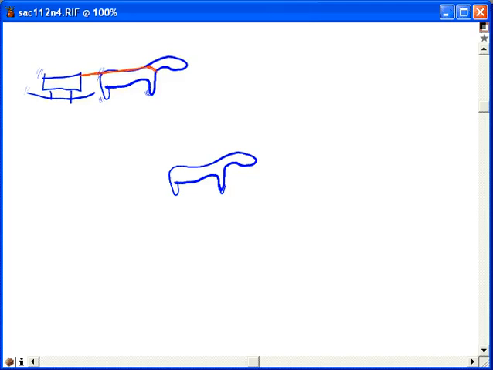Okay, in sac112 number 4, we've got a horse pulling a sleigh. I called in a special artist to depict this, somebody that's very good at drawing horses. Here's our sketch, and now we've got to draw a free body diagram. They're asking us to draw a free body diagram of the horse.